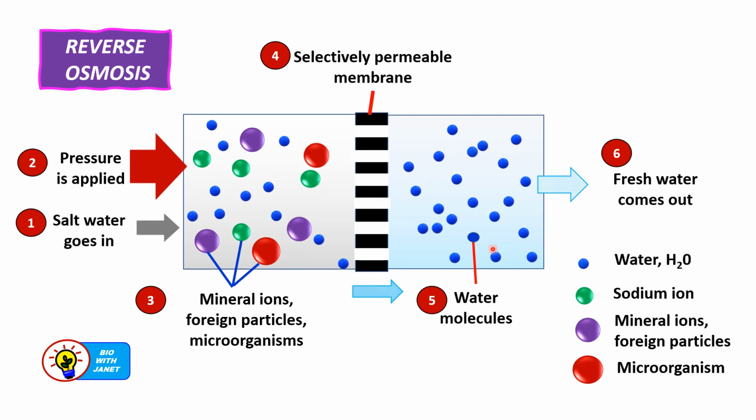Okay, fresh water will be produced that is pure, very clean, and this then is extracted, channeled to another place. So mineral ions, foreign particles, microorganisms, all cannot pass through this semi-permeable membrane, selectively permeable membrane. Only water molecules can, because of the size of the pores in the membrane.